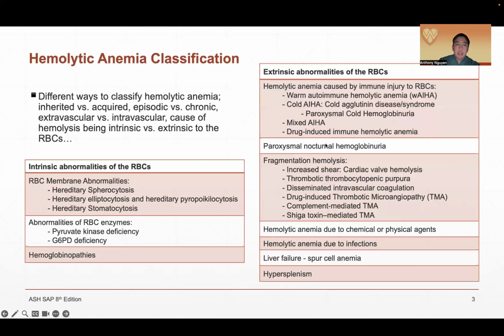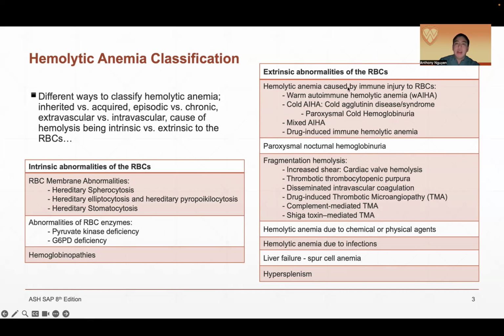And hemolytic anemias are classified in many different ways: inherited versus acquired, episodic versus chronic, extravascular versus intravascular, meaning outside the blood vessels versus inside the blood vessels, and intrinsic versus extrinsic to the red blood cells. So, intrinsic abnormalities of the blood cells include red blood cell membrane abnormalities such as hereditary spherocytosis, or red blood cell enzyme abnormalities such as pyruvate kinase deficiency, G6PD deficiency, and also hemoglobinopathies.